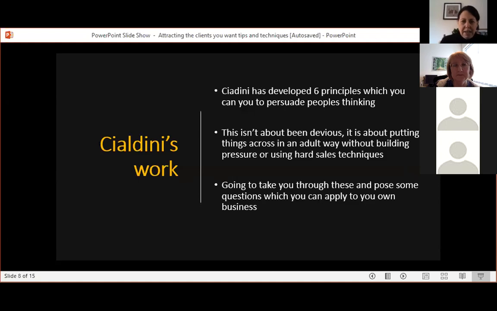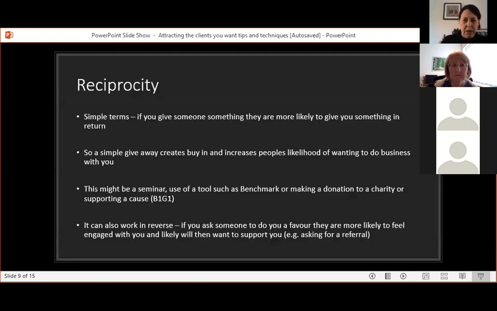And I'm going to take you through these and pose some questions which you can apply to your own business, because what I want you to do after this is maybe go through these slides, maybe use them with your team, maybe just start to think about how this applies. What can we do to attract those customers that we want? What can we do to work with them and have meaningful conversations that lead to that added value work?